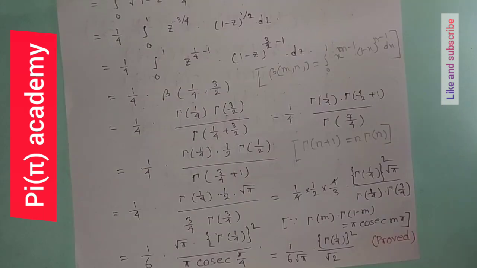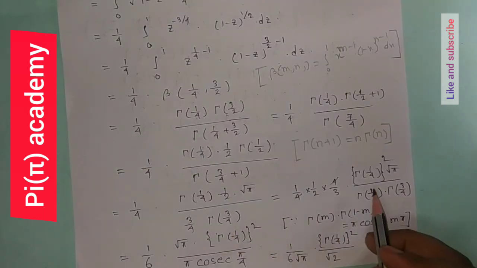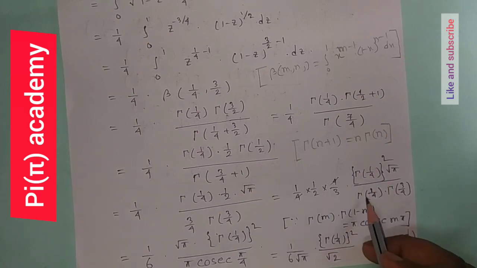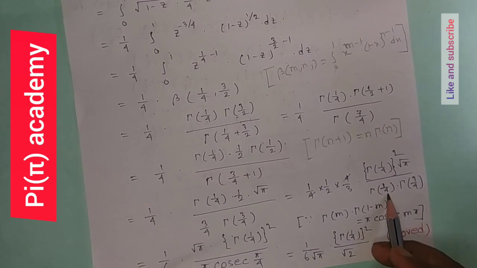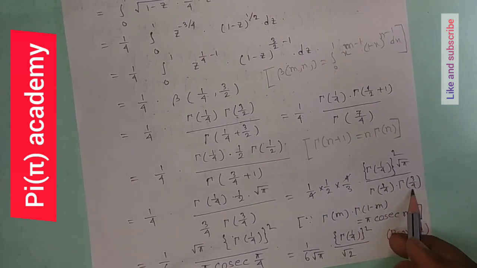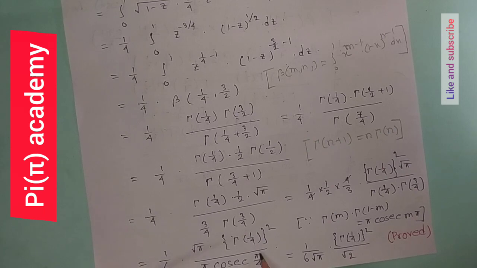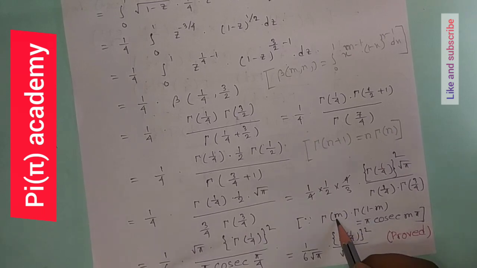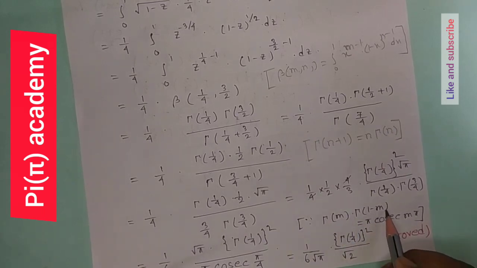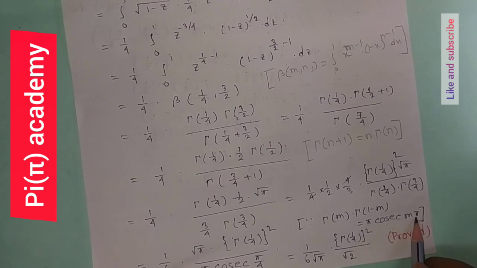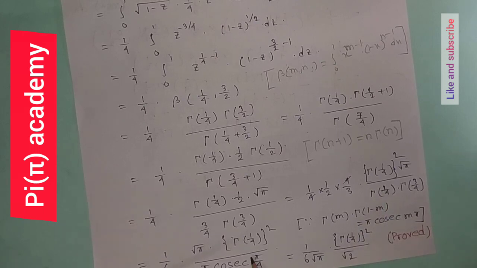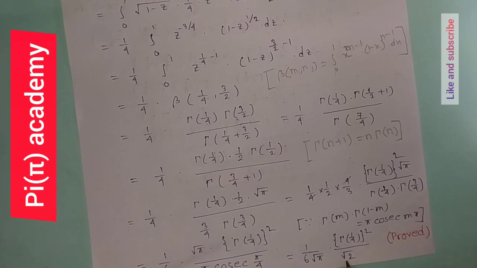Now we multiply numerator and denominator by gamma 1 by 4, then gamma 1 by 4 into gamma 3 by 4 equals pi cosec m pi. We know gamma m into gamma(1 minus m) equals pi cosec m pi. Here m equals 1 by 4, then this equals this, and the value of cosec pi by 4 equals root 2, then we get the result.